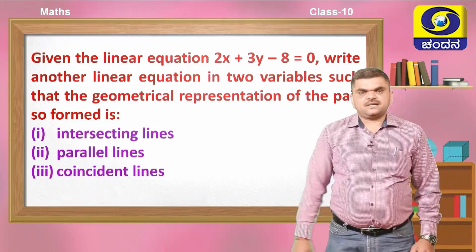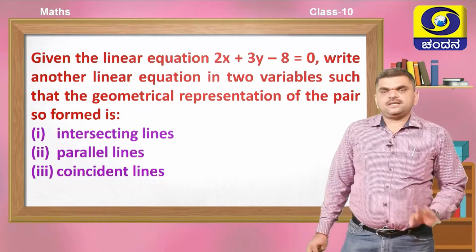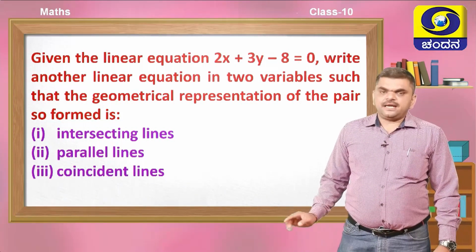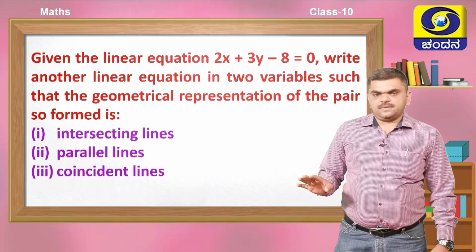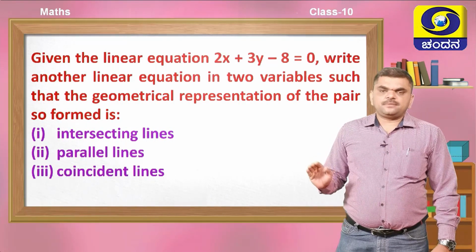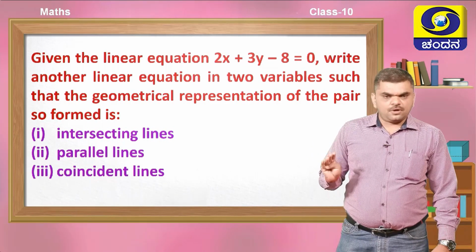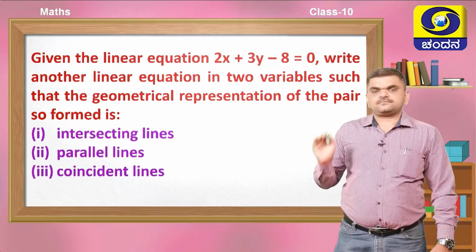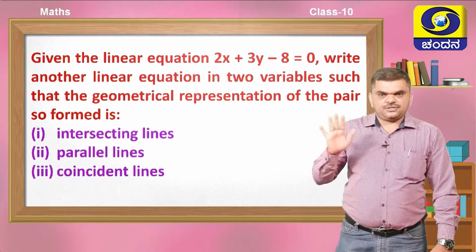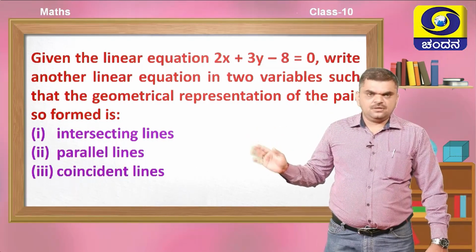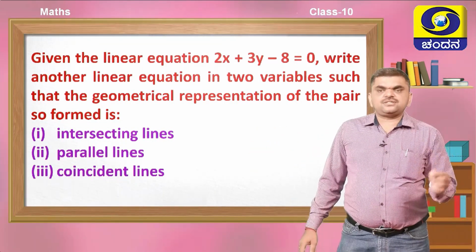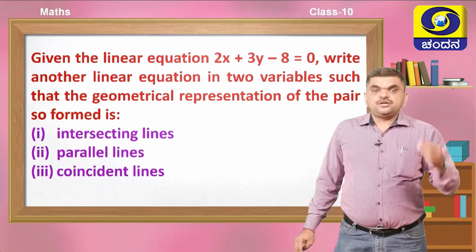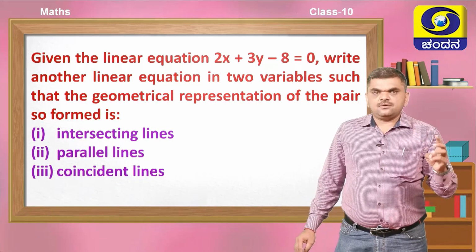Children, in our previous class we had one problem: given the linear equation 2x plus 3y minus 8 is equal to 0, write another linear equation in two variables such that the geometrical representation of the pair so formed is intersecting lines, parallel lines, or coincident lines. We have one equation, 2x plus 3y minus 8 is equal to 0. We have to write another equation such that the given equation and the one you write get intersecting lines, first condition.